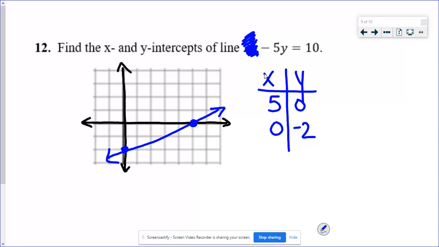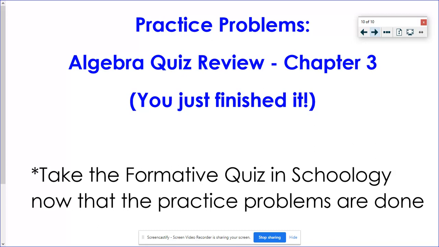I know that those two were a really fast lesson/review on those topics. Don't worry about those two for tomorrow's quiz, okay? So your chapter 3 quiz review sheet should be done. Those are your regular practice problems. You can check it with the answer key in Schoology, but we just did it together and you've got all the right answers. Make sure you take the formative quiz in Schoology when you're all done, and let me know if you have any questions.